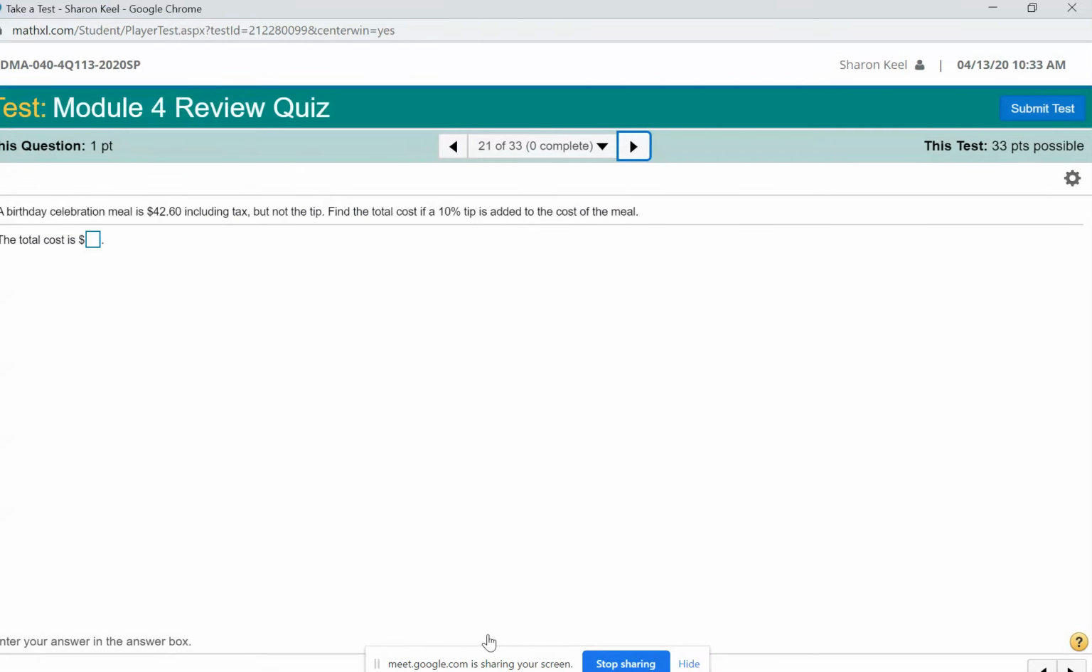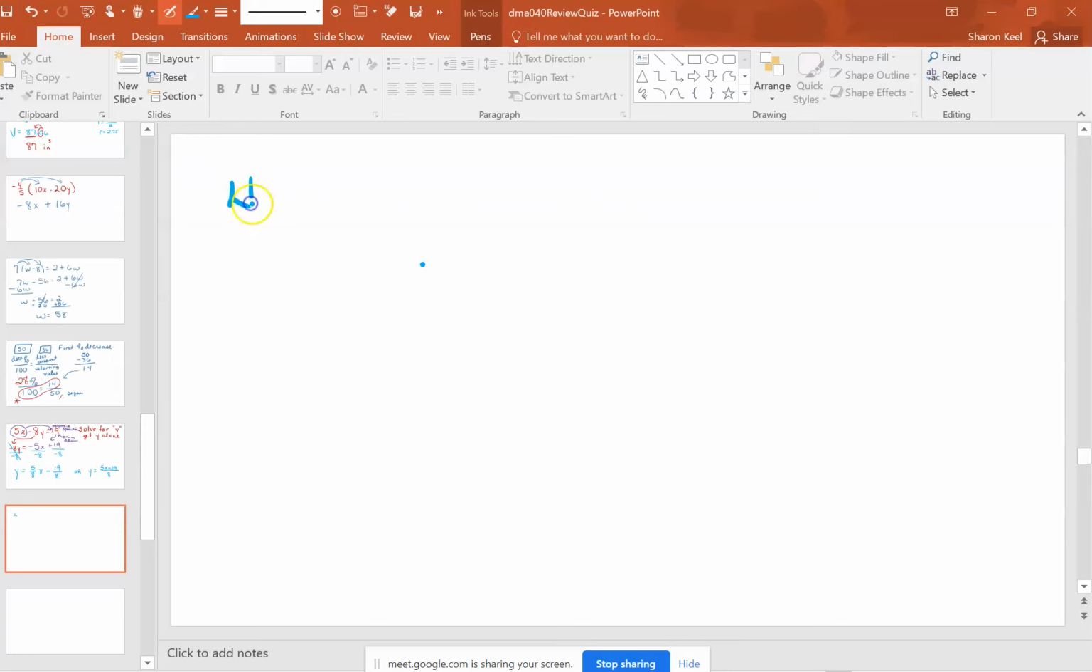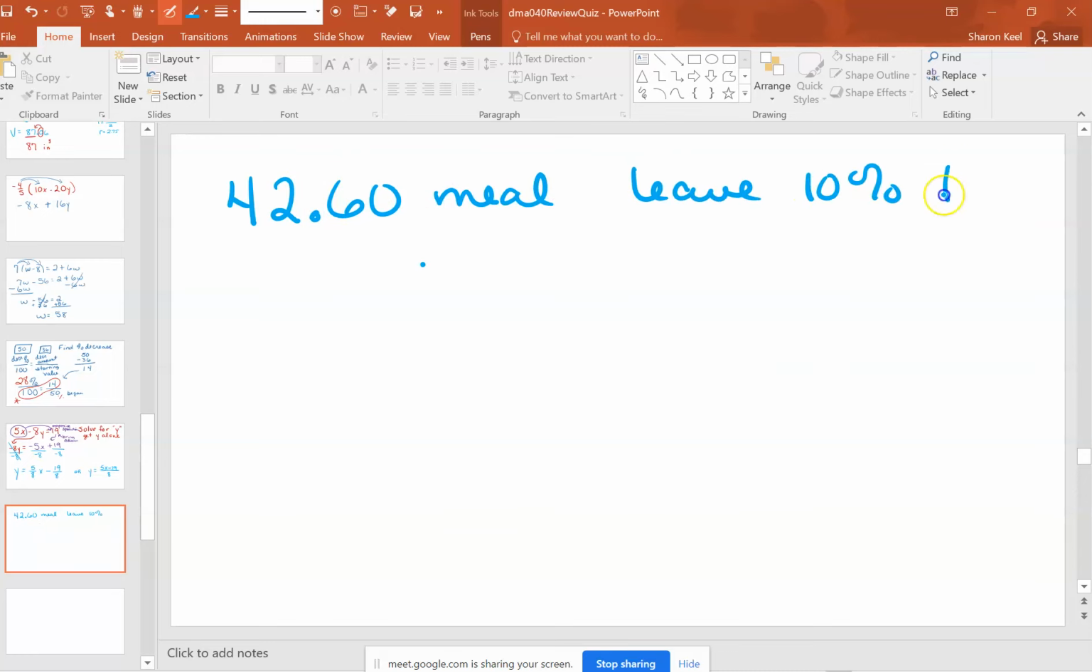Okay, a birthday celebration meal is $42.60 including tax, but not the tip. Find the total cost if a 10% tip is added to the cost of the meal. So it's $42.60 and we want to leave a 10% tip. $42.60 is the meal and we want to leave a 10% tip.